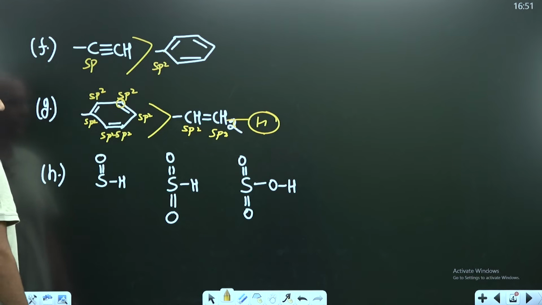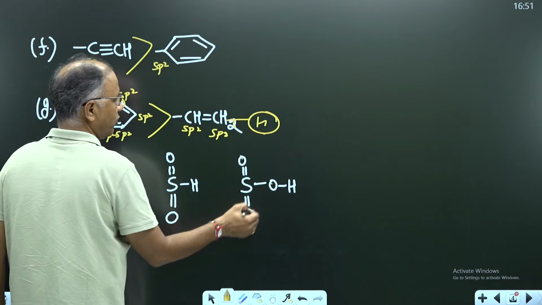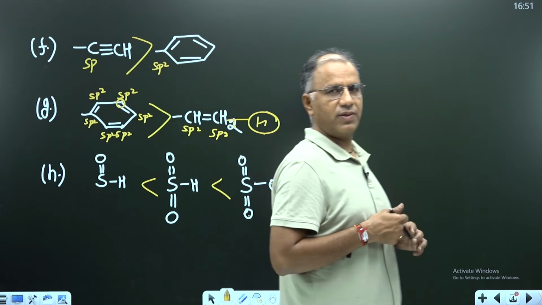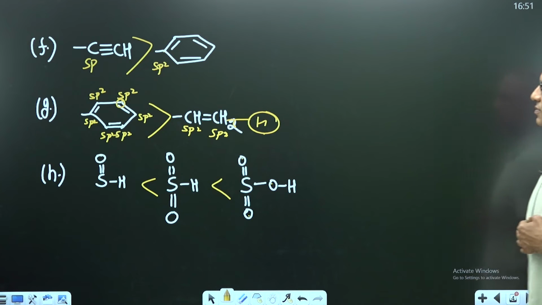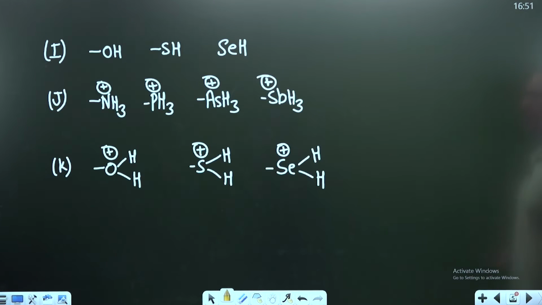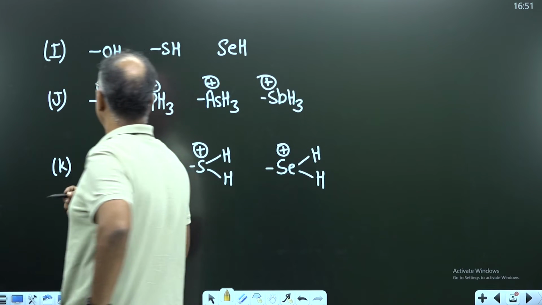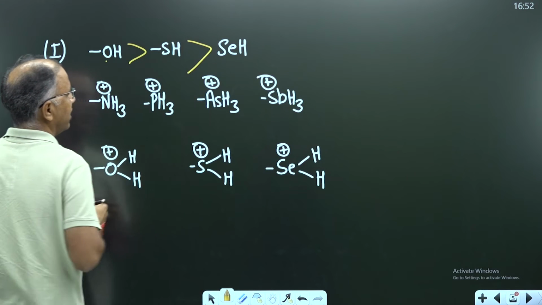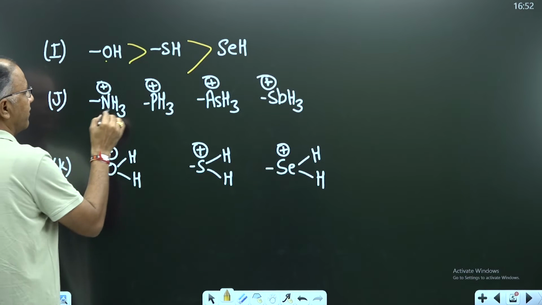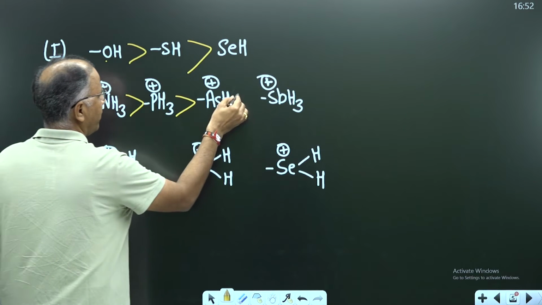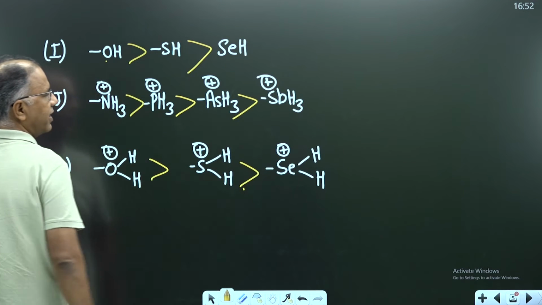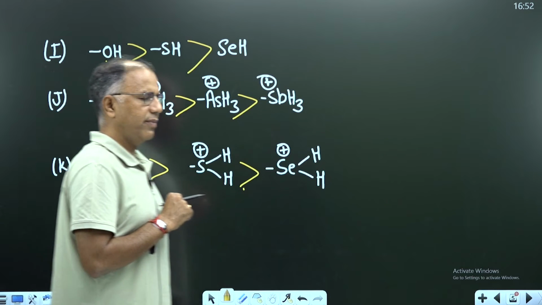Now in H, more oxygen, more minus I, this greater than this greater than this. The more the oxygen, the more the minus I effect. Now in I, we already discussed that in a group electronegativity decreases. Oxygen is more than sulfur, which is more than selenium. Now in J, again in the group electronegativity decreases. K, in the group electronegativity decreases, therefore this is the decreasing order of minus I effect.